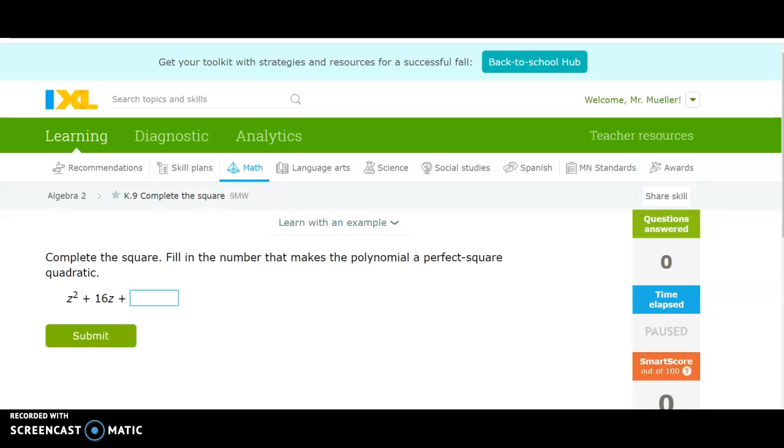Now this, again, is just the first step. We're going to finish the process in our next video or next lesson. But this is a very quick introduction to completing the square. I would like you to follow the instructions on Google Classroom and complete this IXL K9 to at least 70.